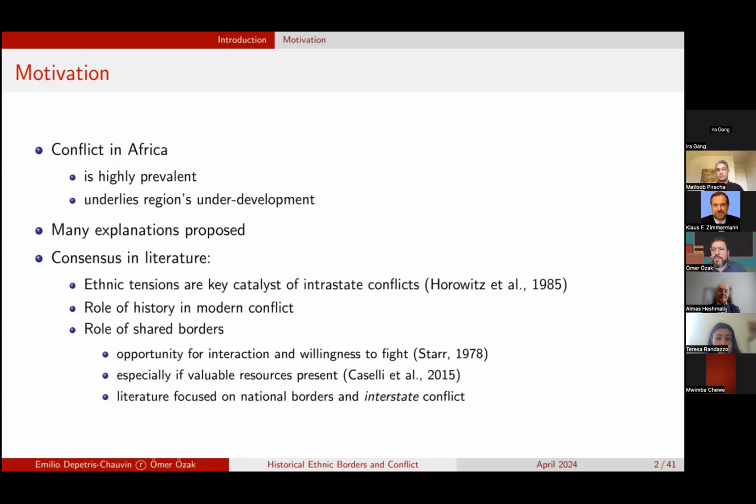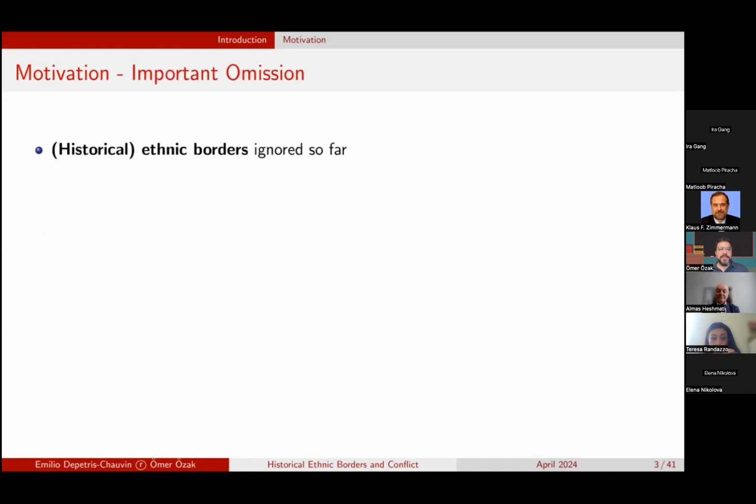There's a lot of theoretical work that argues that borders are important for conflict because they create opportunities for interaction, the willingness to fight, and all kinds of incentives for conflict, especially if you have valuable resources located at those borders. Interestingly, the literature has basically focused on national borders and interstate conflict, and there are probably millions of papers covering that topic. Yet, so far, historical ethnic borders seem to have been omitted or completely ignored in this literature.